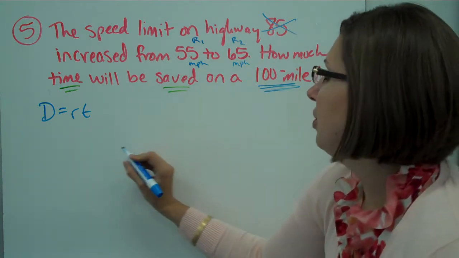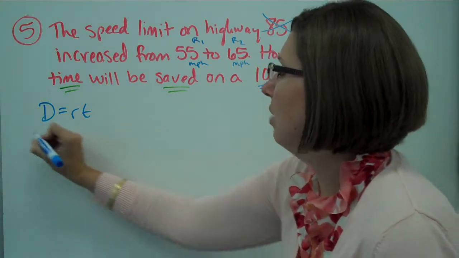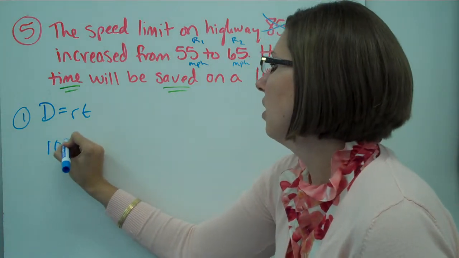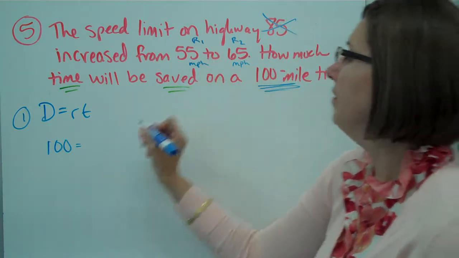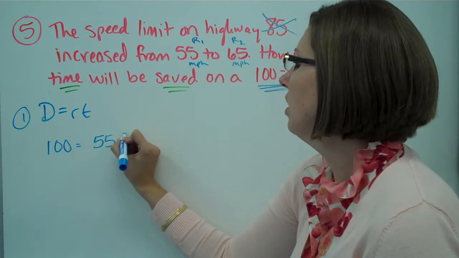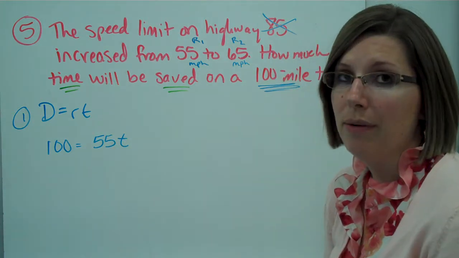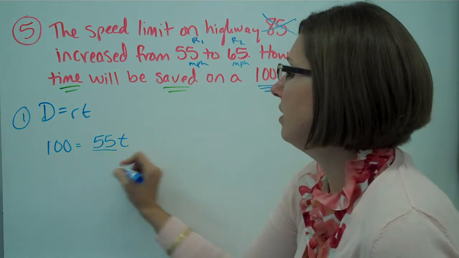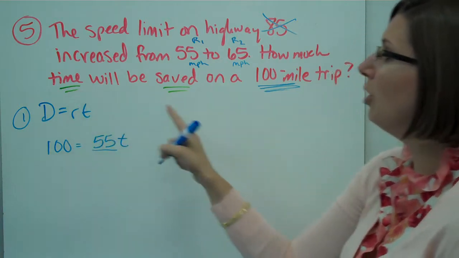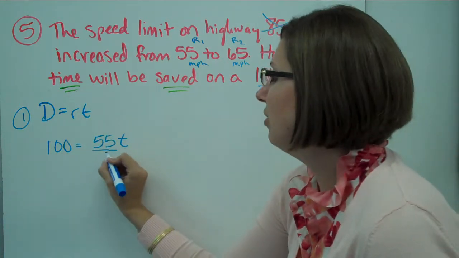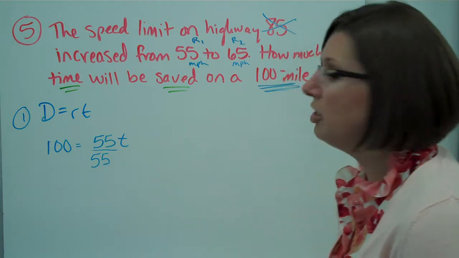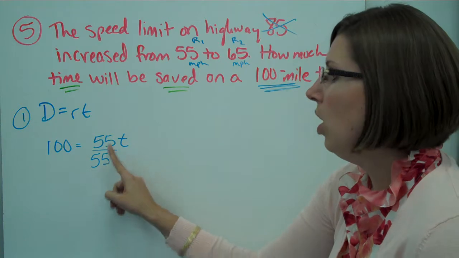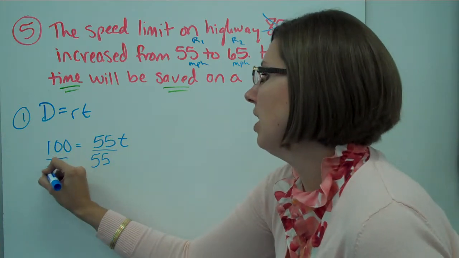So I'm going to do D equals RT for situation 1. Distance was 100. Rate was 55 for the first scenario. I don't know what T stood for. I need to use inverse operations. So in this case, to find T, because of how much time will be saved, I need to divide both sides by 55. I chose to divide both sides by 55 so I can get a coefficient of 1 here. What I do to one side, I need to do to the other.